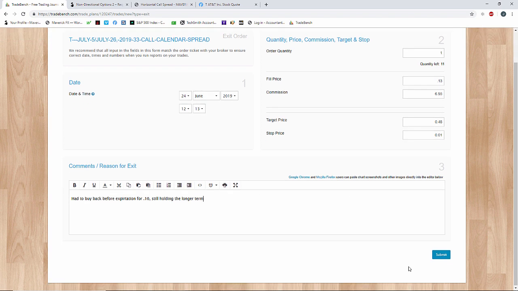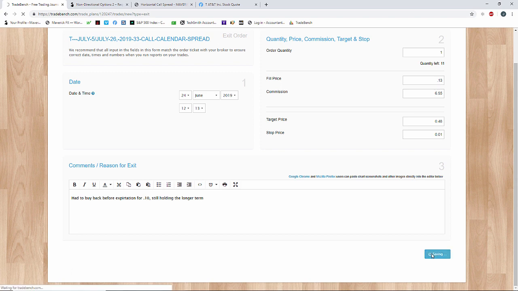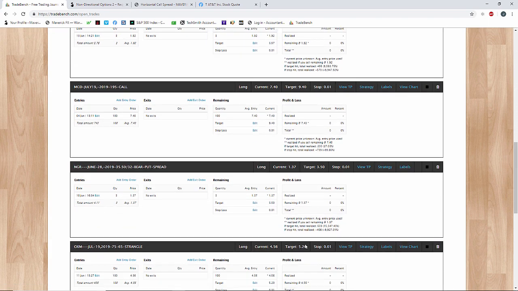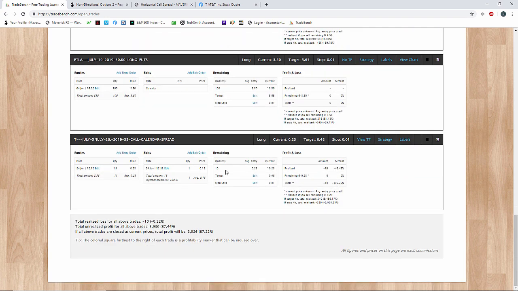See, now what you can do is it takes care of it. So now we've got an updated active trade that says, okay, I had to buy it back. Let's scroll down to it here. You'll see in a sec. I had to buy it back for 10 cents. Now you have 10 left, right, versus 11. It knocked down, it took into consideration the loss and added a commission.